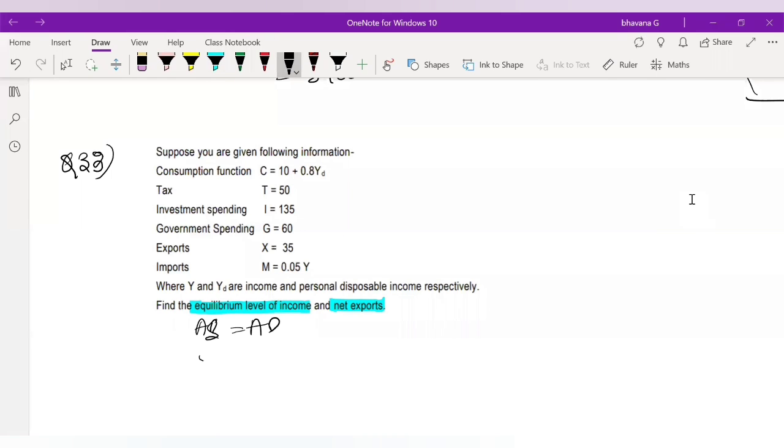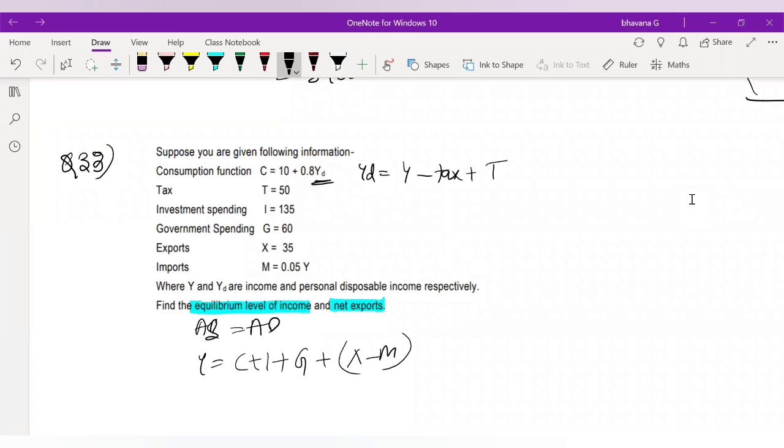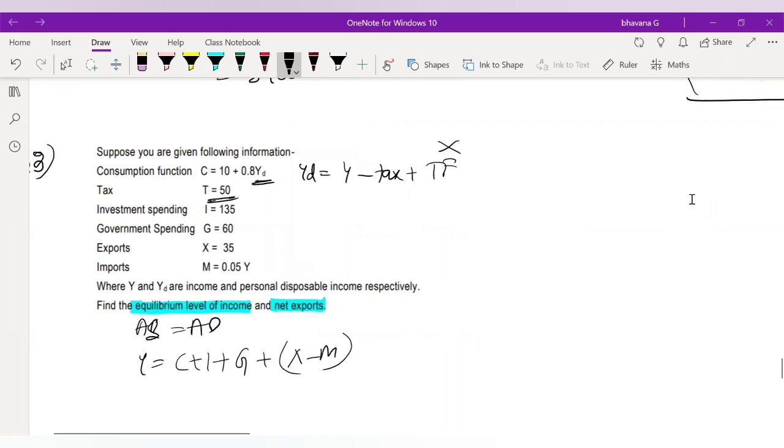Aggregate supply equal to aggregate demand, Y equal to C plus I plus G plus X minus M. Here, the same way, they have given you YD. You have to solve using YD equal to Y minus tax plus transfer payments. Here tax alone they have given you, transfer payments they have not given you. So like this you have to solve. If you solve, what will happen? It will be Y minus 50. So YD is going to come as Y minus 50.